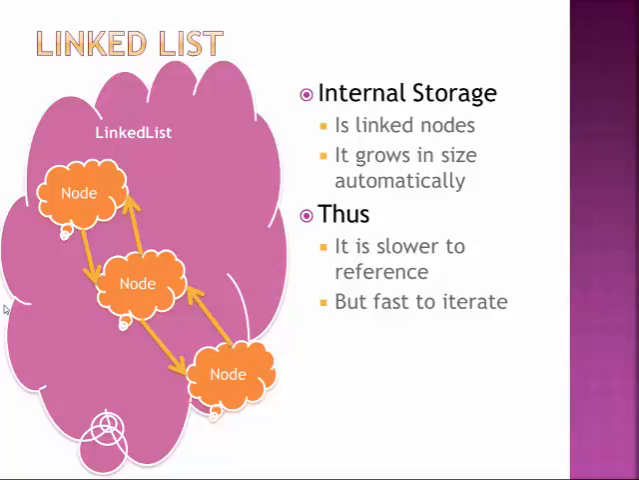Now, a linked list works a little differently. It uses internal storage where I have a series of nodes. Think of it as like a bunch of Post-it notes. So I put a Post-it note on the wall, and then when I add a second one, I put it next to it and put arrows in between. I add a third one, I put it next to it and put arrows between. I add a fourth one, you get the picture.